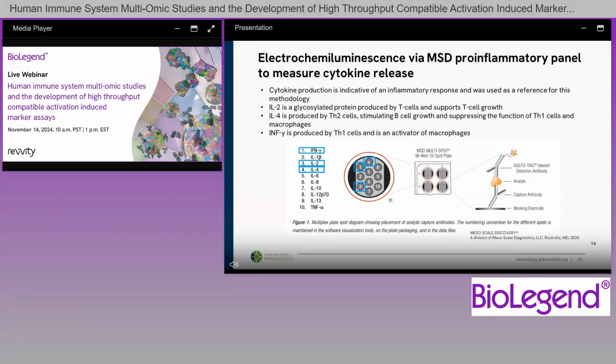Orthogonally, cytokine release was measured using the V-PLEX Pro-inflammatory Panel 1, which measures the concentrations of the cytokines listed. The assays in this kit are sandwich immunoassays where a capture antibody is bound to the plate, the analyte is bound to the capture antibody, and then the SULFO-TAG conjugated detection antibody is bound to the analyte. Voltage is applied to the plate, and the light that is emitted by the detection antibody is measured.